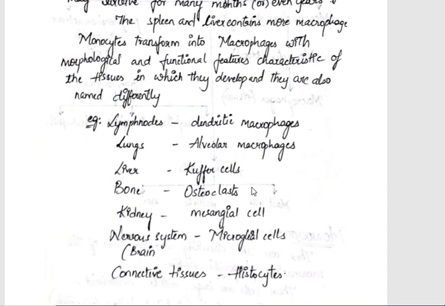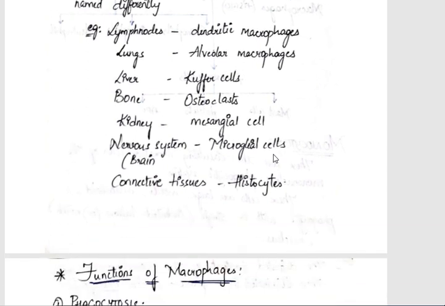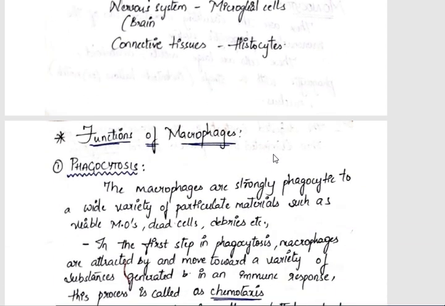Okay, let's see the functions of these macrophages, which is very important to read about. Majorly there are four types of functions seen in these macrophages. The first one is phagocytosis, very important for a short note also. Then processing of antigen, then antigen presentation, and then some sort of secretory function. So altogether we are going to discuss the four types of functions of macrophages.